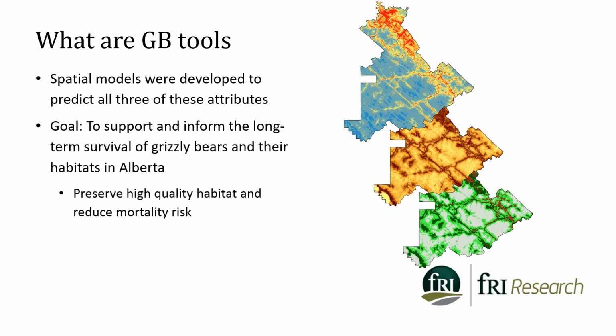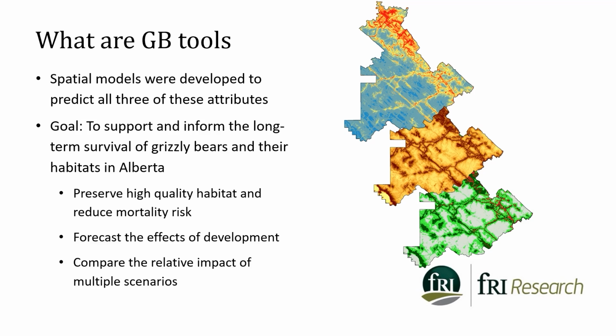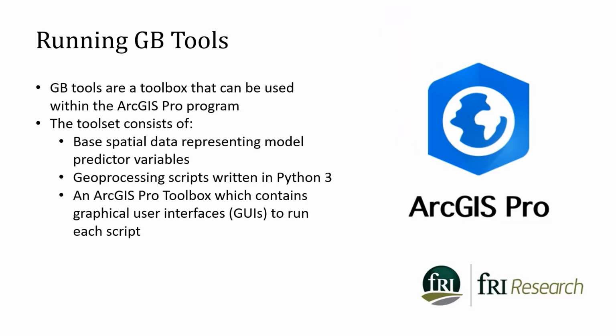And our goals are to preserve high quality habitat and reduce mortality risk, forecast the effects of development, and compare the relative impacts of multiple scenarios. When we run GBTools, we need to use the ArcGIS Pro program as they are a toolbox within this. And the tool set consists of base spatial data representing model predictor variables, geoprocessing scripts written in Python 3, and an ArcGIS Pro toolbox, which contains all the graphical user interfaces or GUIs to run each script.